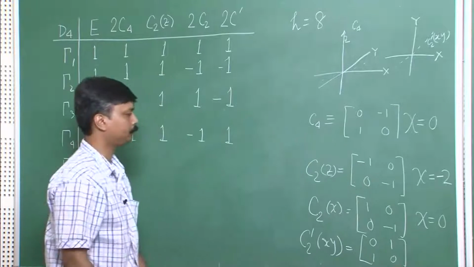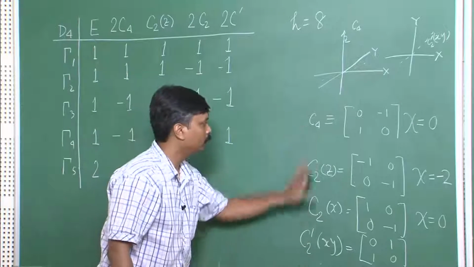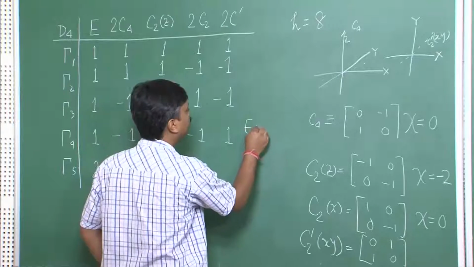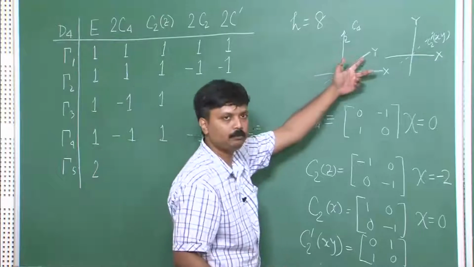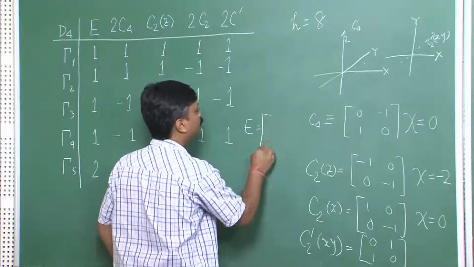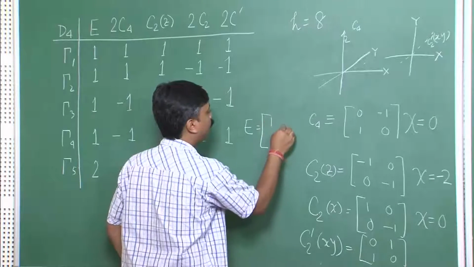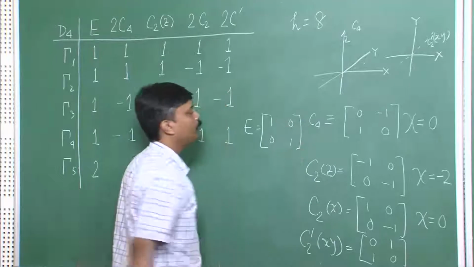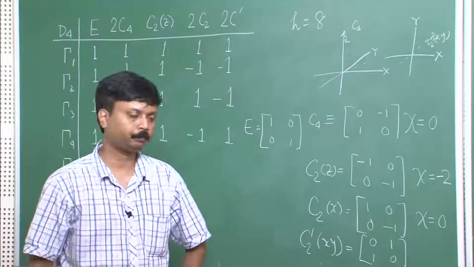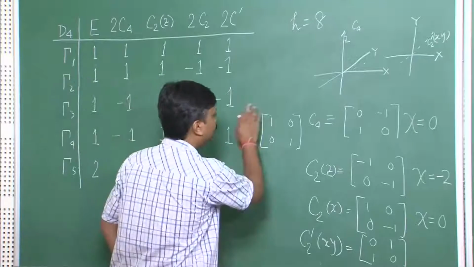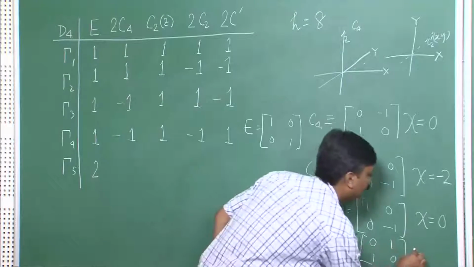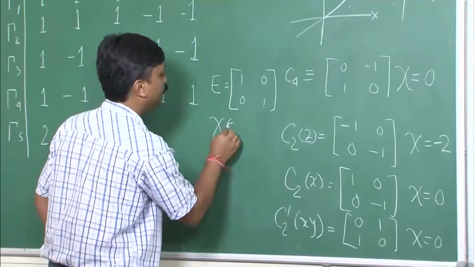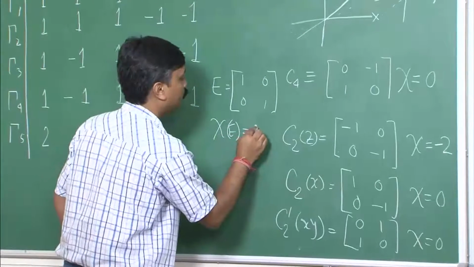So, that means I have this. We have got matrices for these 4 operations, and identity we know is always going to be a unit matrix. We are talking about 2 basis functions, so the dimensionality will be 2. So, I have a unit matrix of rank 2. These are the matrices and the corresponding characters are here. So, the character of E is equal to 2.